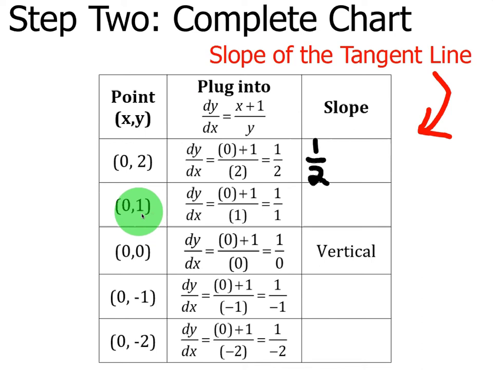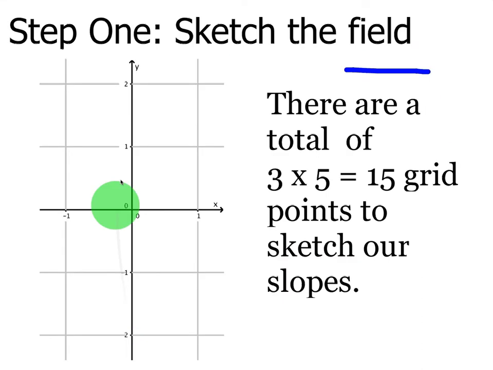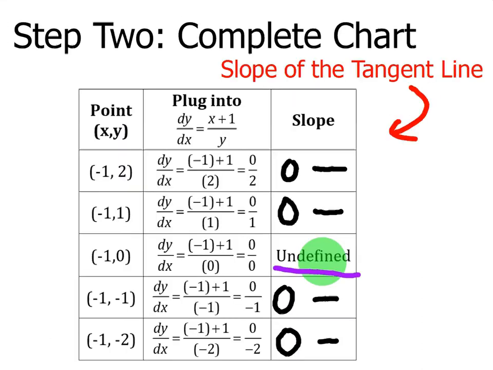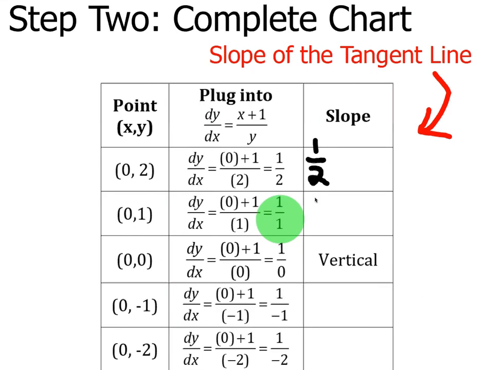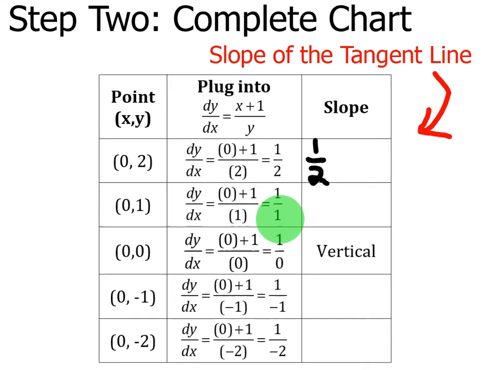Let's look at the next point, 0 comma 1. So what slope am I going to put at 0 comma 1? Plug in 0 for x, 1 for y, I get 1 over 1. So 1 over 1 is the easiest slope to sketch, right? I mean, I don't think it can get much easier than that. 1 over 1 is a 45-degree angle. So when I go to sketch this slope, I'm just going to make a diagonal line that's about 45 degrees. So this gives me a good idea of what 1/2 would be. Okay, 1/2 is going to be more run than rise, right? So it's going to be not quite as steep as this.